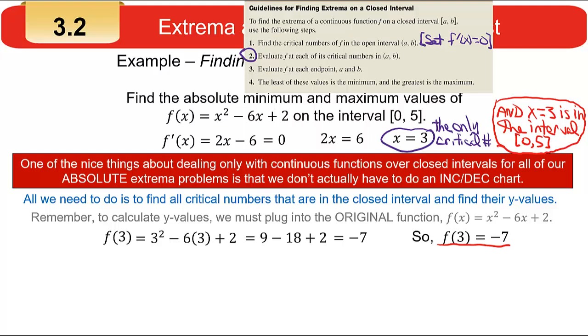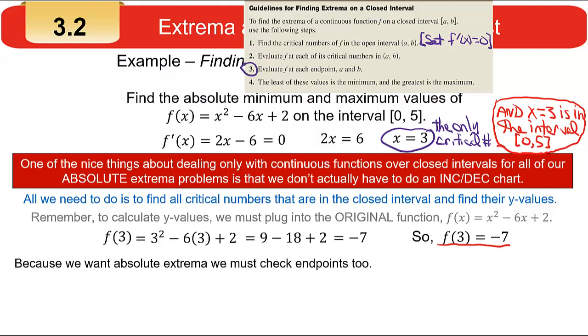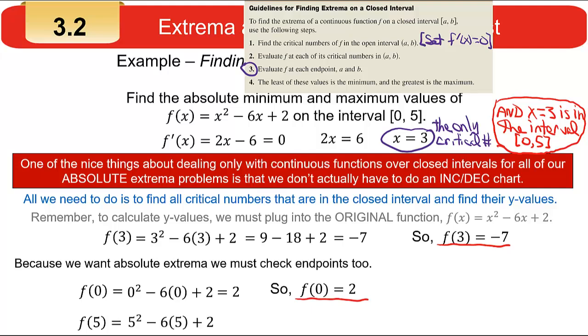Okay, so we found the only critical number in the interval, and we found the y value of that critical number. Now we take the endpoints into consideration. So we take the a and the b, in this case the 0 and the 5. You plug 0 into the original function to find its y value, and you plug 5 into the original function to find its y value. So if you plug 0 back into the original function, do the arithmetic, you find out that f of 0 is 2. Do the same thing for the other endpoint 5, plug it into the original function, do the arithmetic, and you find out that f of 5 is equal to minus 3.